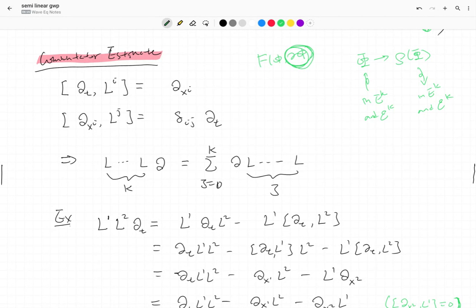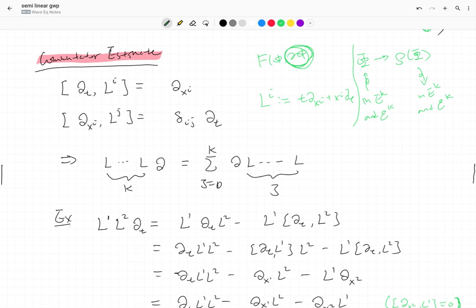Remember that L_i is defined to be t d by dx_i plus x_i d by dt. Okay? So using this and plugging it into the expression, we see the commutator between partial t and L_i is exactly partial x_i, and the commutator of partial x_i and L_j is equal to delta_ij, so it vanishes if i and j are different, but if i and j are the same, it gives you d by dt.